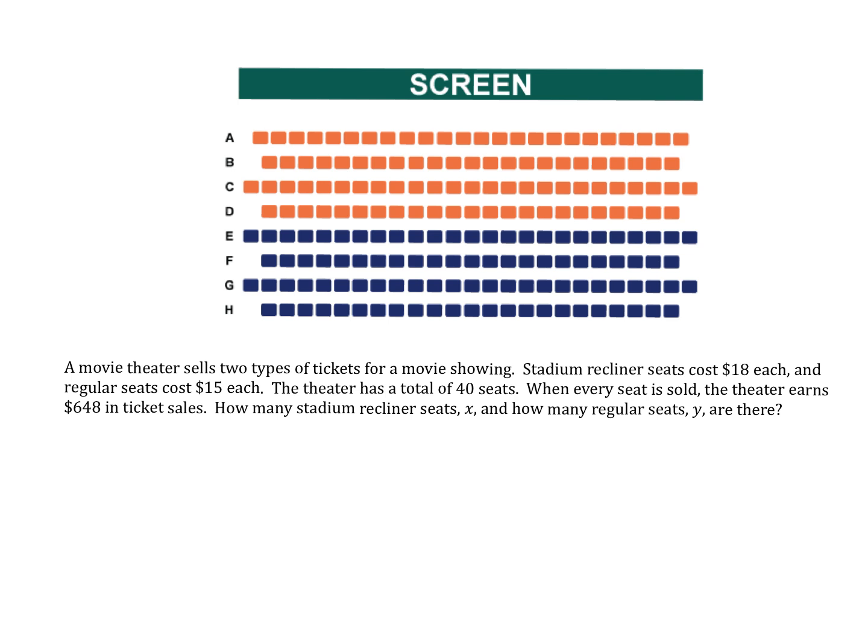So we have a movie theater that sells two types of tickets for a movie showing. There are stadium recliner seats that cost $18 each and regular seats that cost $15 each. And I don't know about you, but $3 additional is well worth being able to recline my seat and really live it up at the theater. The theater has a total of 40 seats, and when every seat is sold, the theater earns $648 in ticket sales. How many stadium recliner seats X and how many regular seats Y are there?